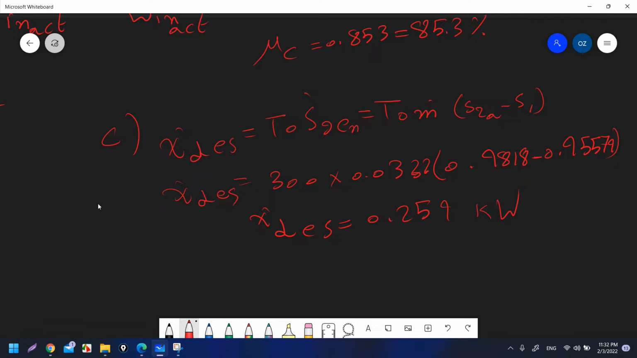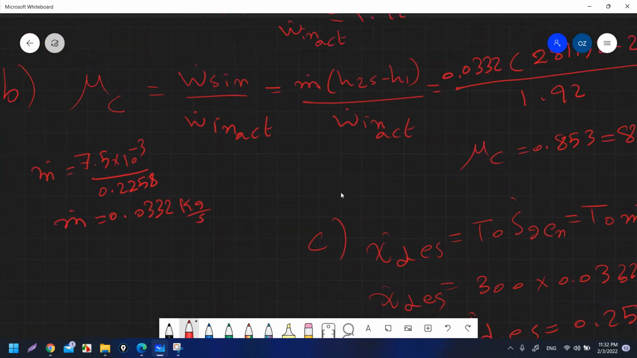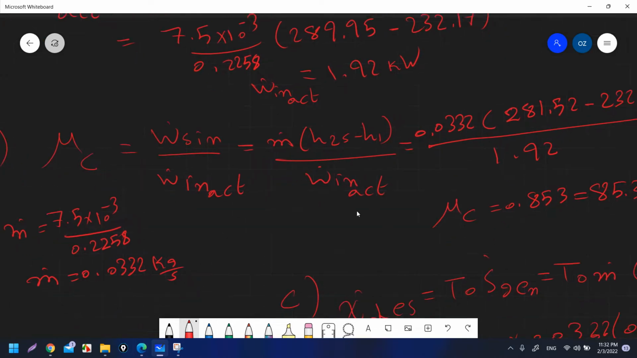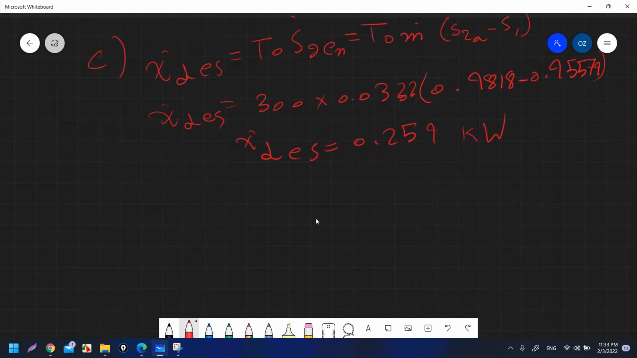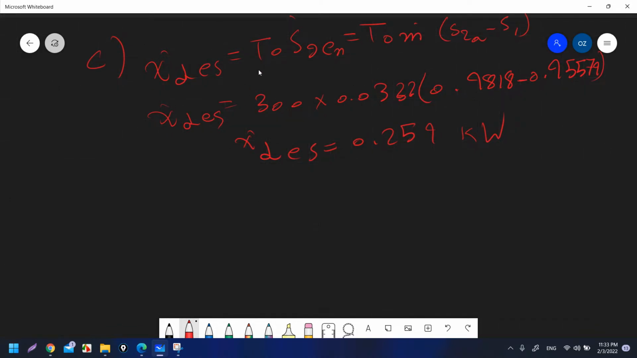All of these results are approximately the same as the solution manual, because their thermodynamics tables are very slightly different from our thermodynamics tables, so maybe they are using a new version or a new edition. So at part D, the result may be different a little bit, but I don't think it is that different.